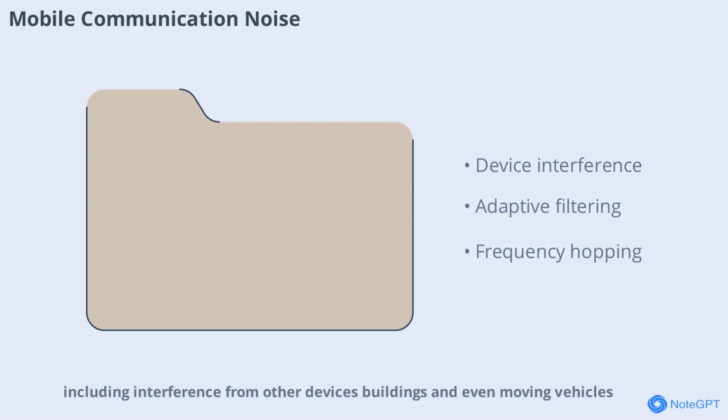Mobile communication systems, such as cell phones, must contend with a variety of noise sources, including interference from other devices, buildings, and even moving vehicles. Techniques like frequency hopping and adaptive filtering help maintain clear connections in these dynamic environments.